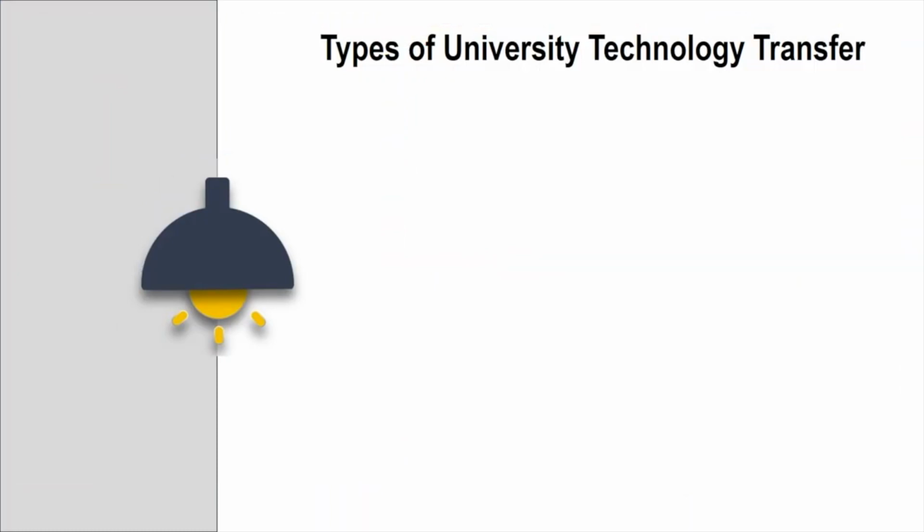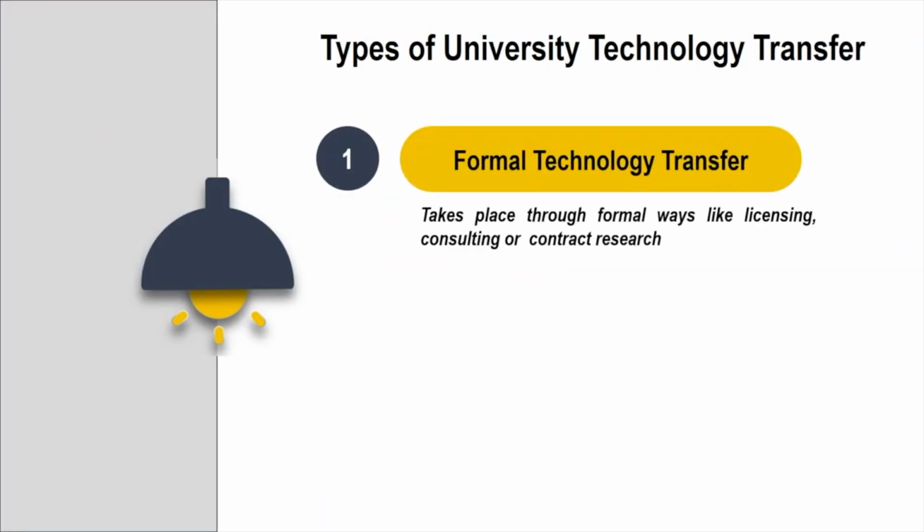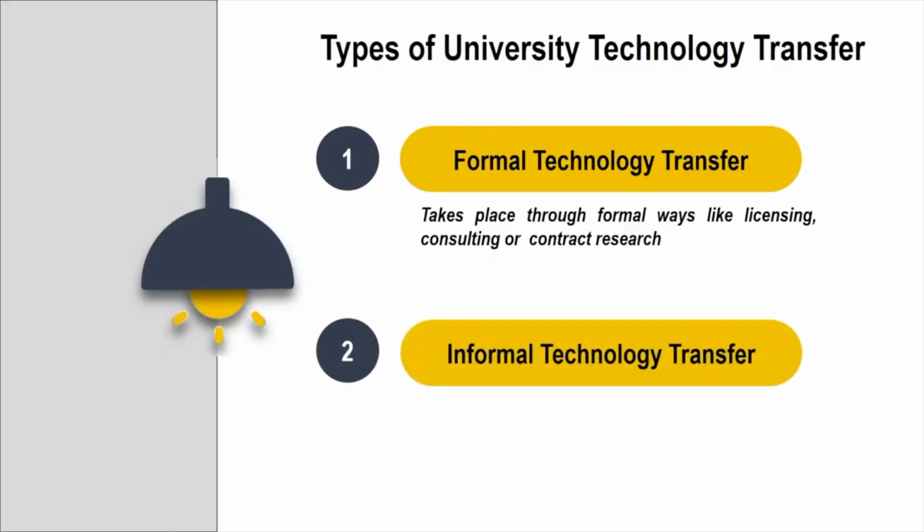Now, the university technology transfer can take place in two ways. The first one is the formal technology transfer, the second one is known as informal technology transfer. What do we mean by these two? Formal technology transfer means that it takes place through some formal documented way, that may be through licensing, consulting or through contract research. However, informal technology transfer means when a university contacts an enterprise, industry or anyone outside the university through some contacts.